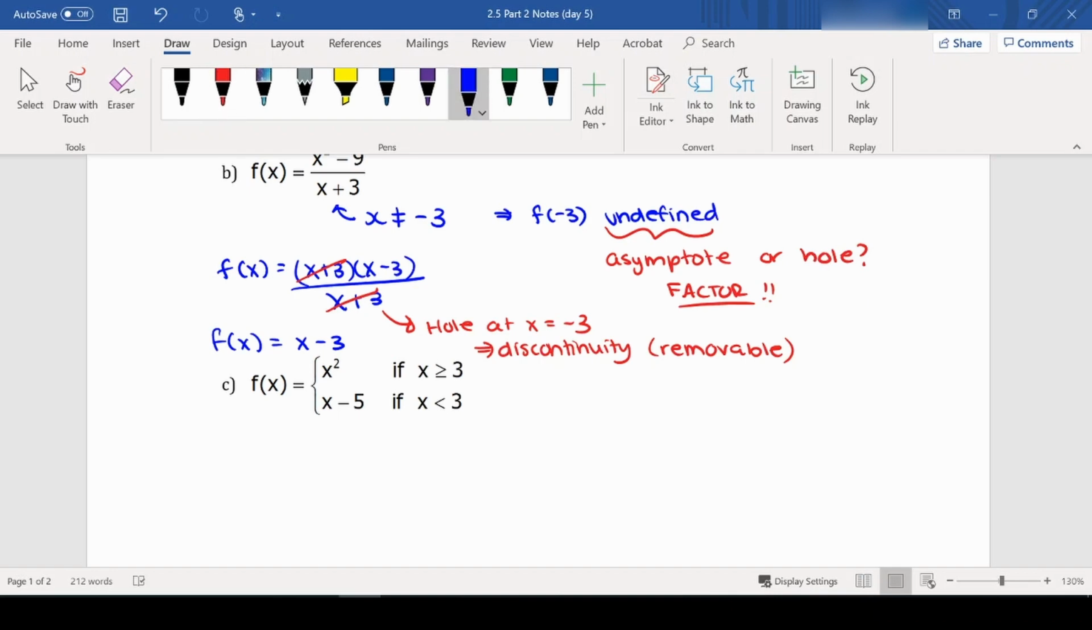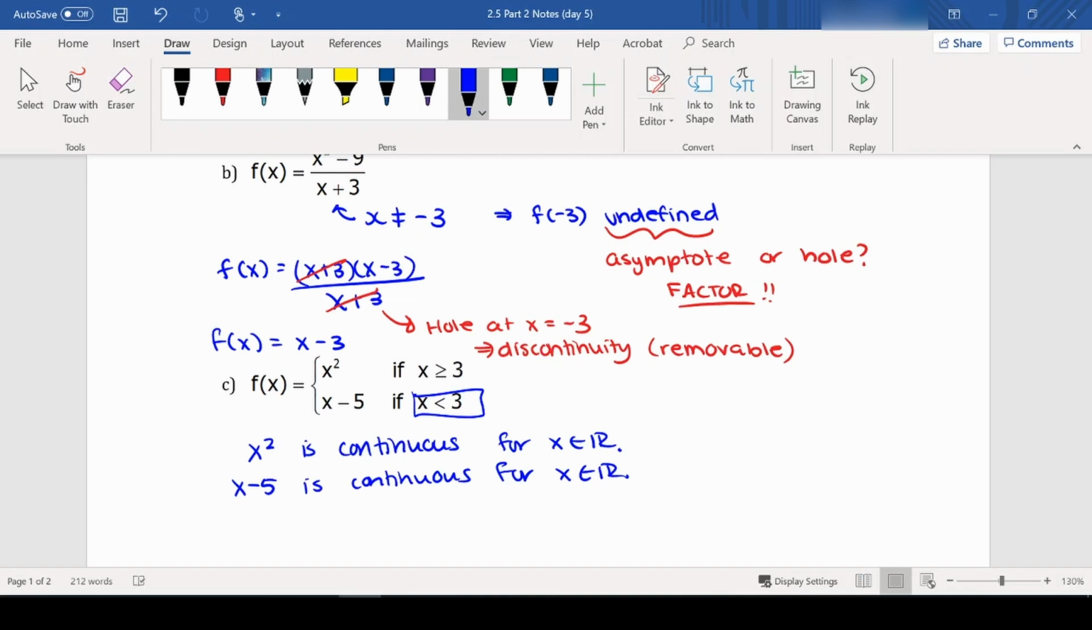Okay. So are the pieces continuous? X squared is continuous. It's a parabola. Okay. We also know x minus 5 is continuous. It's just a straight line. Now, they don't need to be continuous for all real numbers. They just need to be continuous for the domain specified.